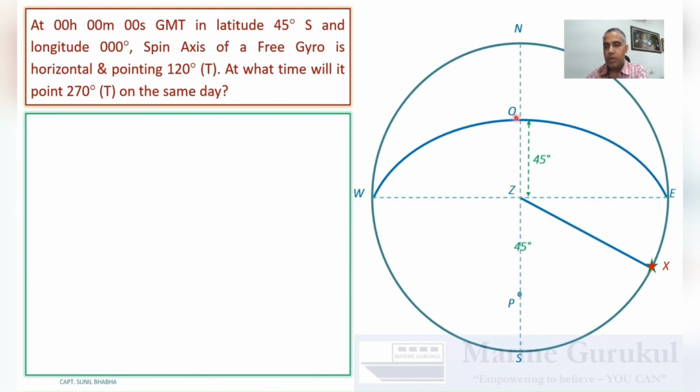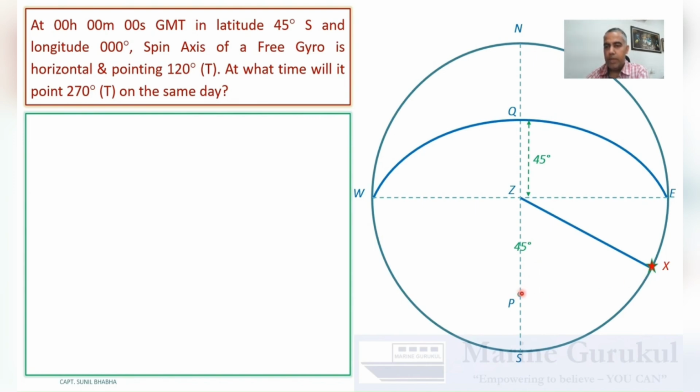Also, we know ZQ represents the latitude of the observer. Latitude is given to be 45 degrees, so we have marked that as 45. And we are aware that PZ is the colat of the observer. In the case of 45 degree latitude, the colat will also be 45 degrees. 90 minus latitude, 90 minus 45, gives us the colat PZ as 45 degrees. Now we have the pole, and we have the gyro star here.